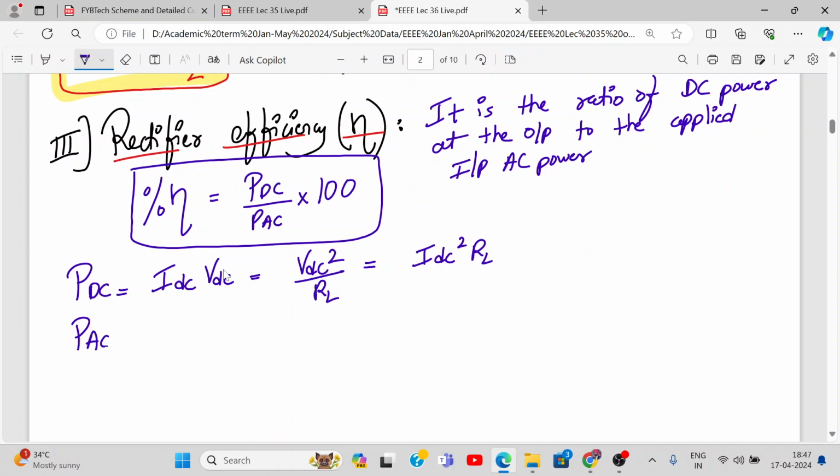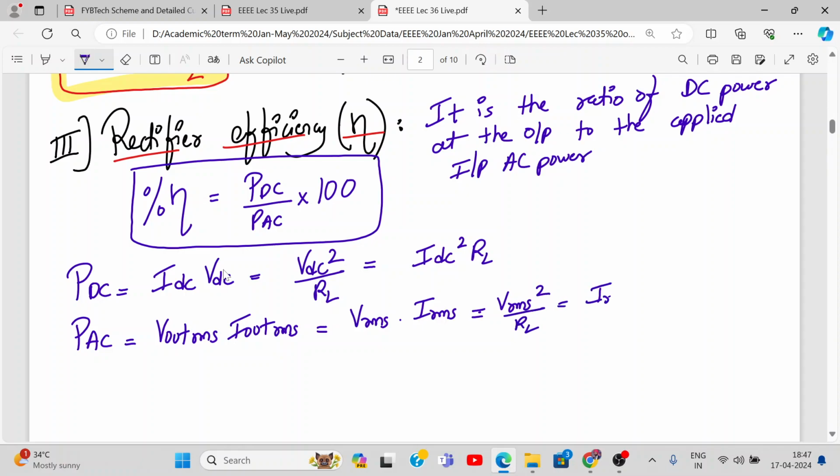Then PAC will be V out RMS into I out RMS, or we can write VRMS. Sometimes we can drop this I out term, and we can write VRMS square by RL or IRMS square into RL. Are you getting it? Same formula, V into I, V square by R, or I square into R.